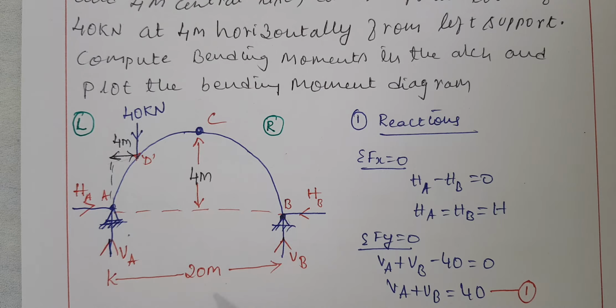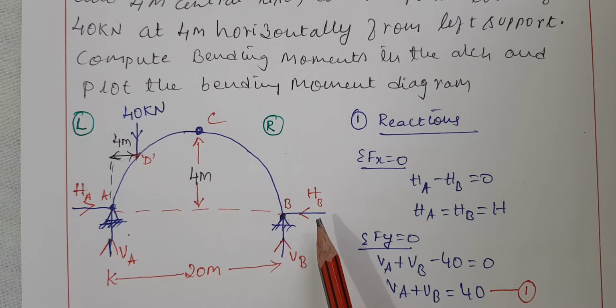Every hinge will have two reactions, one horizontal and another vertical. I considered horizontal as HA and vertical as VA. Similarly, I considered the horizontal reaction here as HB and the vertical reaction as VB. So our first step is to find the reactions. In order to find the reactions, we follow the same procedure that we followed for beams.